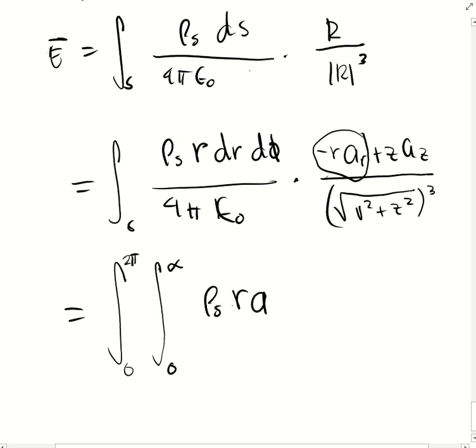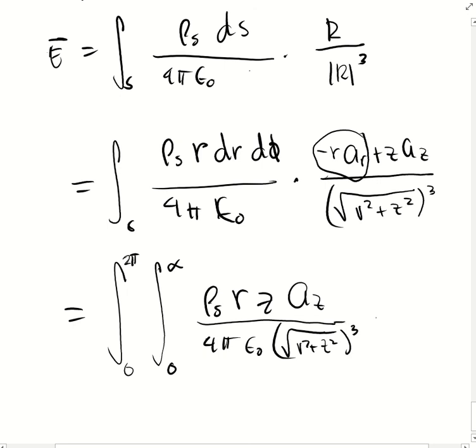Tama yung direction natin. So, this will be rho S times R times az. Mayroon pa tayong Z. Nakalimutan ko yung Z, then az, all over 4 pi epsilon naught. Then, that one, the square root of r squared plus z squared, tapos cube. Then, multiply natin yung differentials, dr and dv.